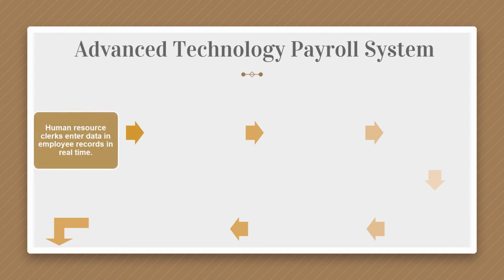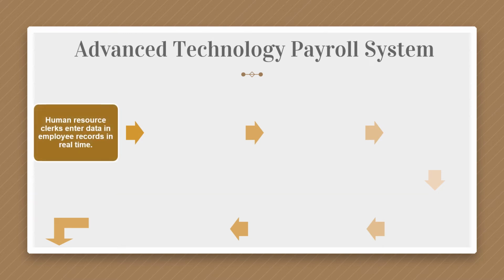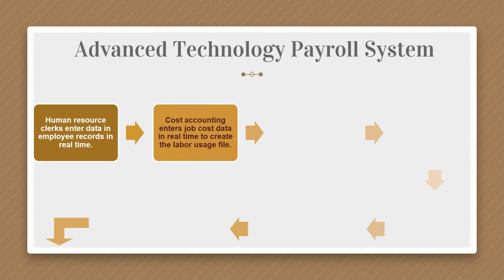So we start: the human resource clerk enters the data in employee records in real time. We mean if there are any changes related to the employee's personal information, or recording or activating new staff, and if there is any deduction and so on. Then cost accounting enters job cost data in real time as well to create the labor usage file.